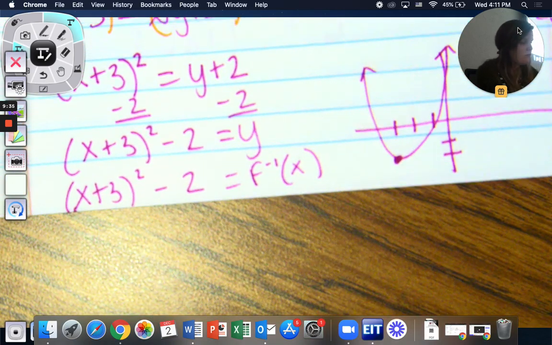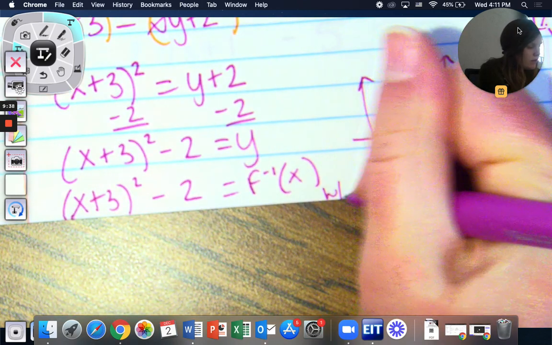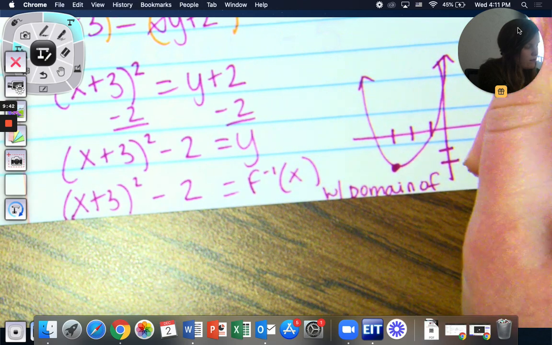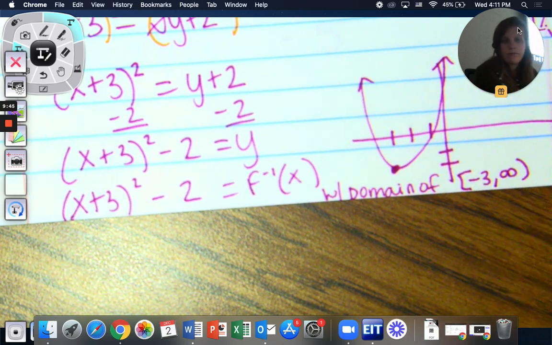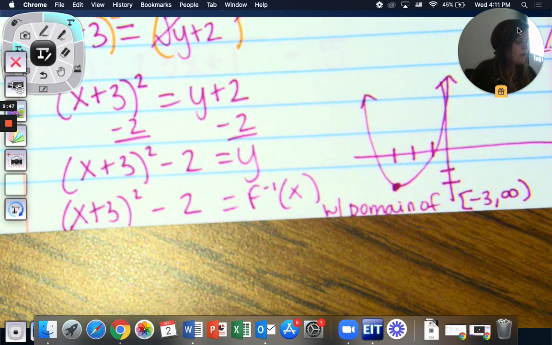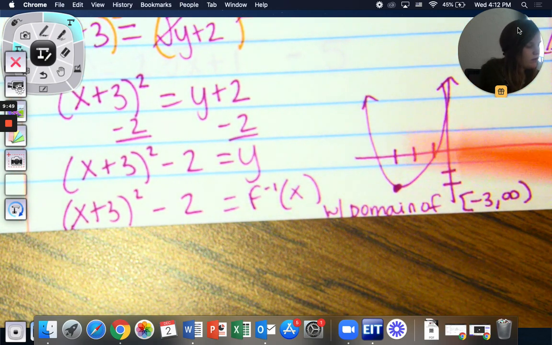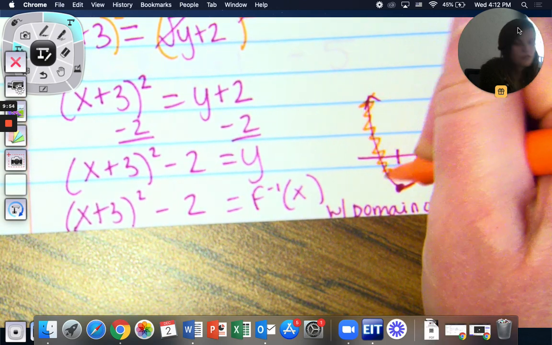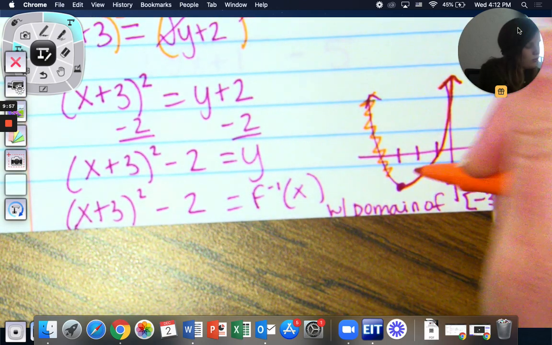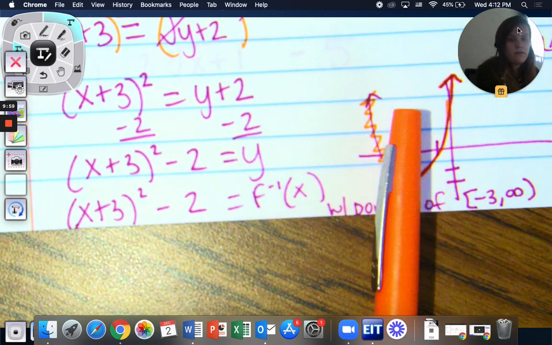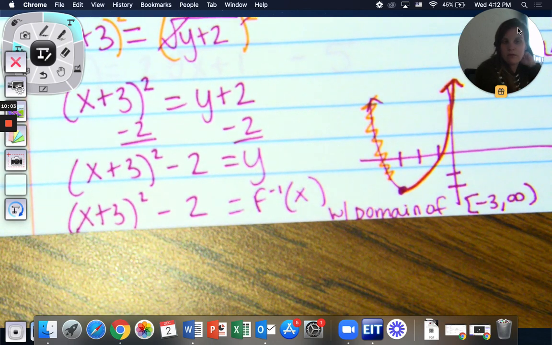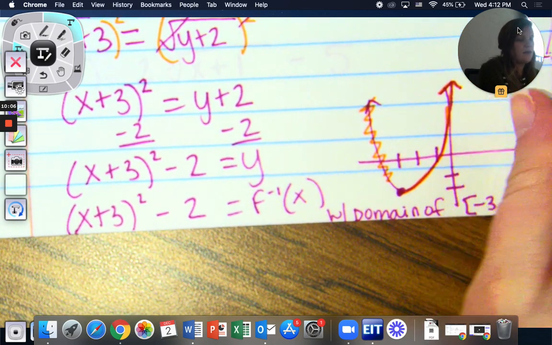Okay, so this is my function with a domain of -3 to infinity. Notice my domain from -3 to infinity is this half of the parabola, and this half is the restricted part. So that part goes away, and I'm only referencing from -3 to the right. So only that half. Okay? Okay, let's look at one more.